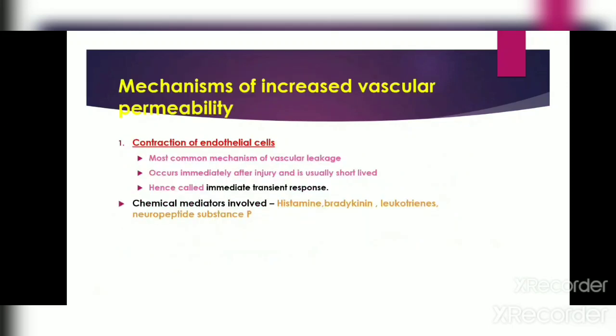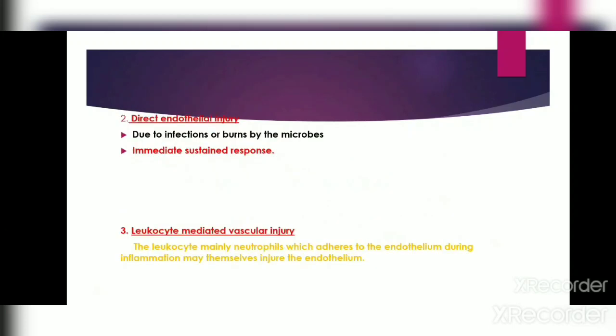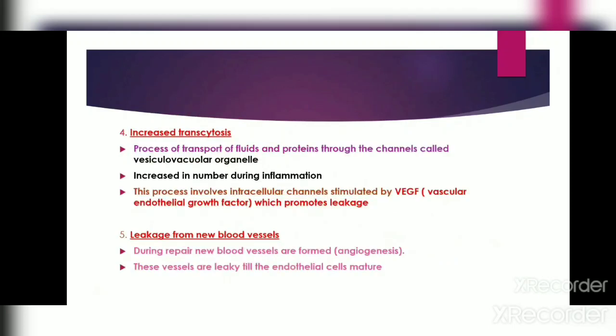Next was the mechanisms of increased vascular permeability. First was contraction of endothelial cells, which is an immediate transient response. Next was direct endothelial injury, an immediate sustained response. Next was leukocyte mediated vascular injury. Fourth one, increased transcytosis. And the last one, leakage from new blood vessels.